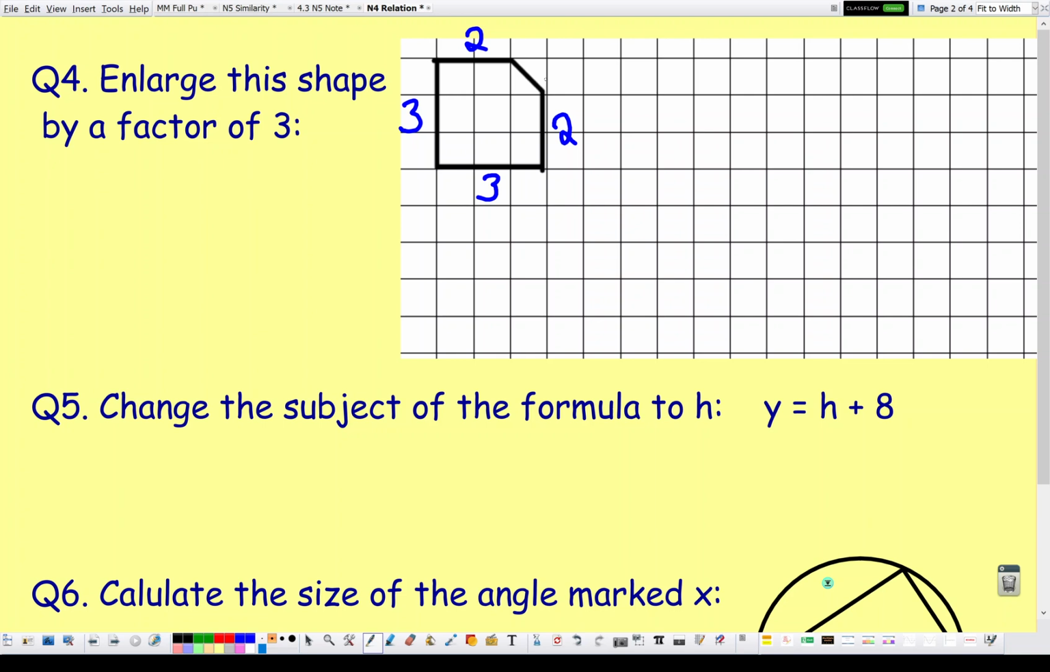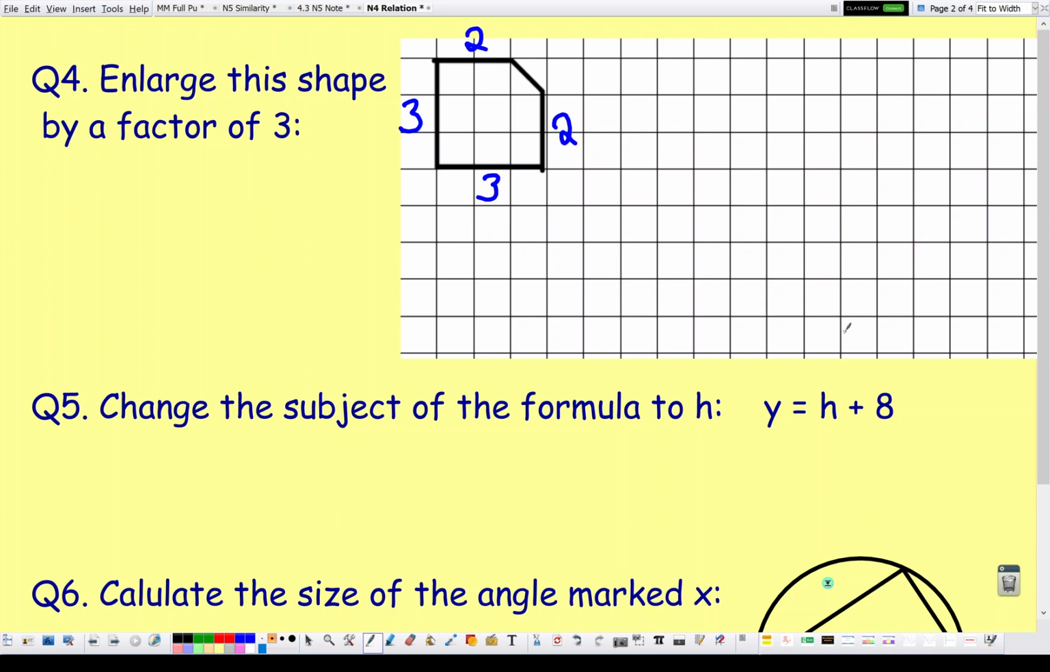If you've got a ruler, you can maybe do it 3 centimetres, 3 centimetres, 2 centimetres. Enlarge it by a factor of 3. Now, this is straightforward enough. If we're enlarging it by a factor, all you do is multiply each side by that factor. So remember, we did this with fractions. We were multiplying by a half or multiplying by 1.5, 3 over 2. But in this case, it's a lot simpler. We're just multiplying everything by 3.